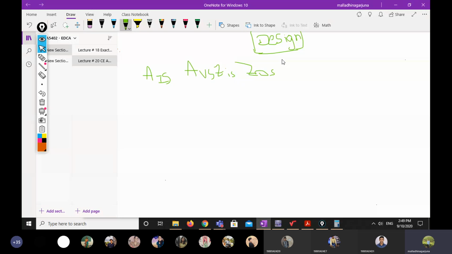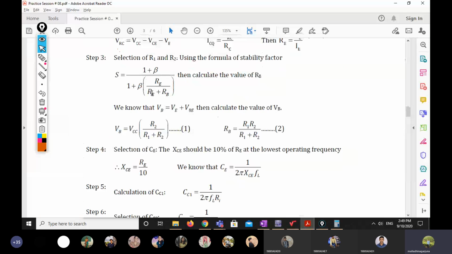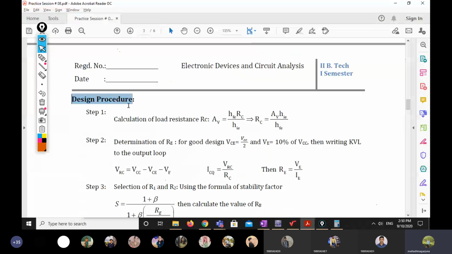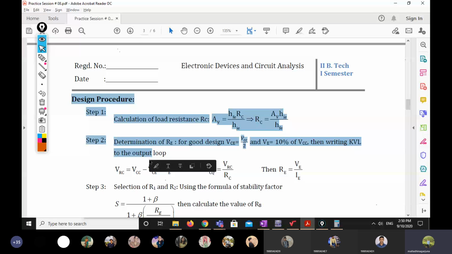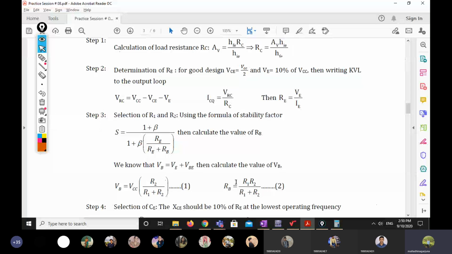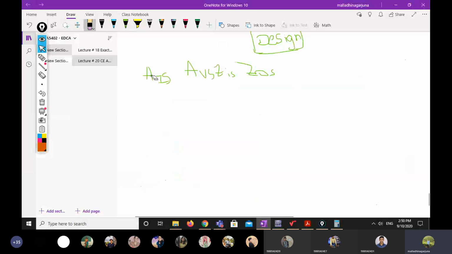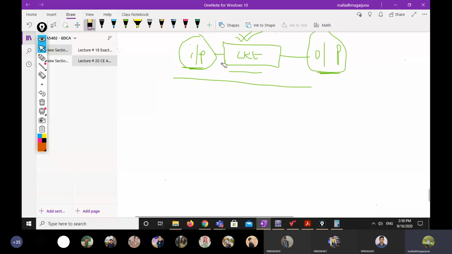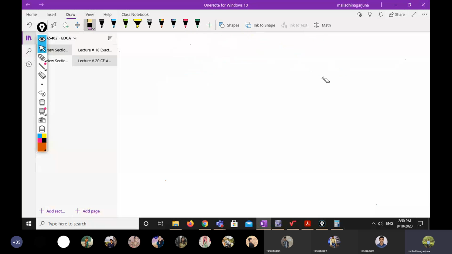Once again I tell you, this is the design procedure I showed, and we followed this procedure, we calculated, we designed, and we verified also. But I can't say that this is the only standard format everybody has to follow. This is not a standard. For the design there is no standard procedure.